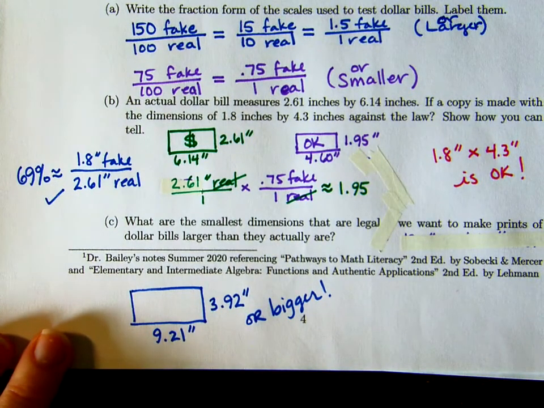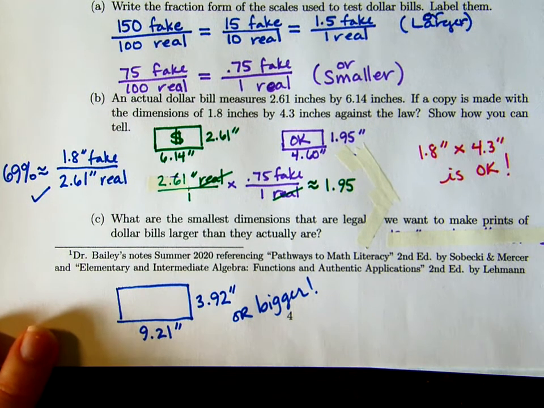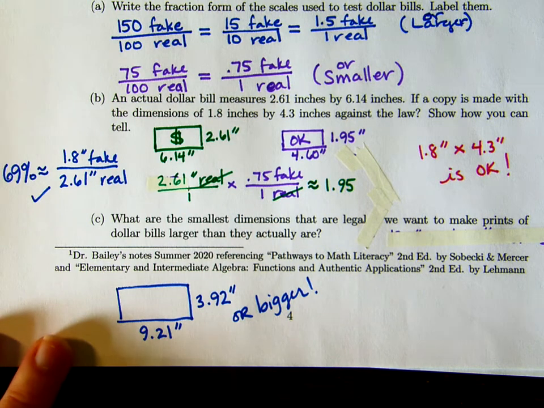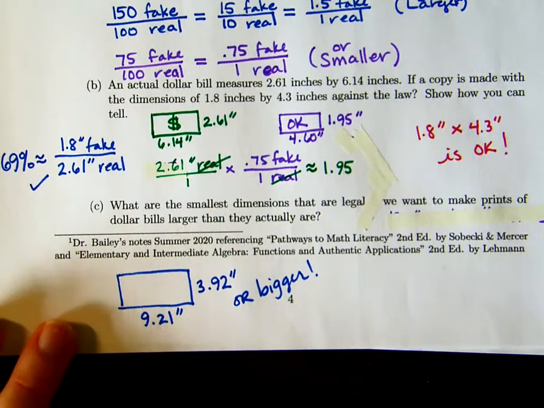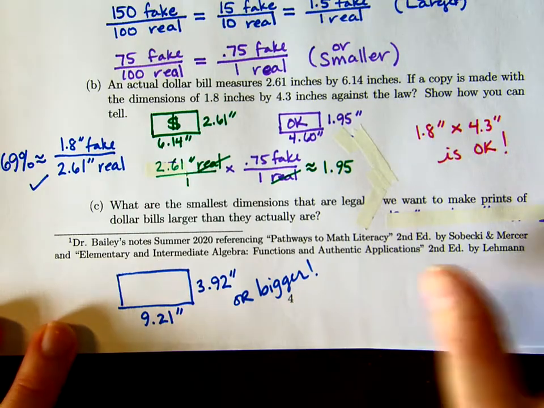So let's see, did we answer the question? What are the smallest dimensions that are legal if we want to make prints of dollar bills larger than they actually are? Here's the smallest size. Make them that or bigger, and you'll be fine. Okay, so what we just did is we did a ton of scaling up, scaling down, and sometimes that was in the conversions and sometimes it wasn't. So let's write all of that down. Scaling: making every measurement proportionally bigger or smaller.